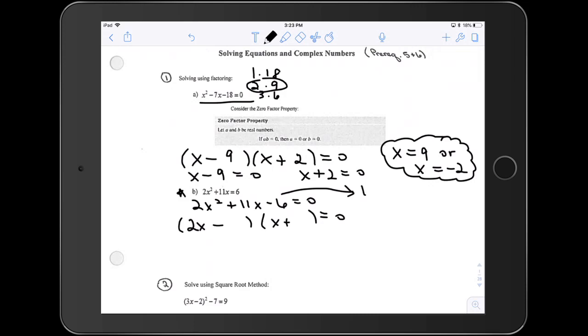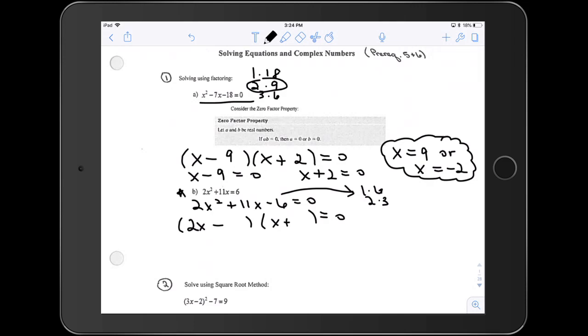I know I have factor pairs of 1 times 6, 2 times 3. So I'm either going to put 1 and 6 in or 2 and 3 in. If I want to, I can start with 2 and 3. I check my inners really quick, which is negative 2x, and my outers, which is 6x. That gives me 4x. That does not give me the 11x that I want. So I'm going to come back down to this. 2 and 3 does not work.